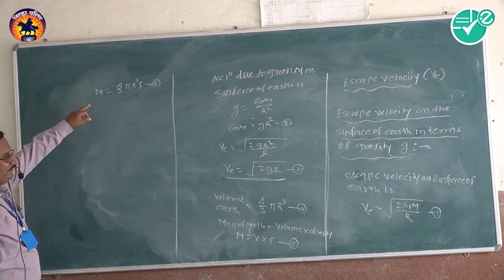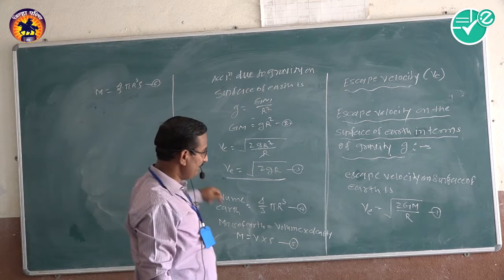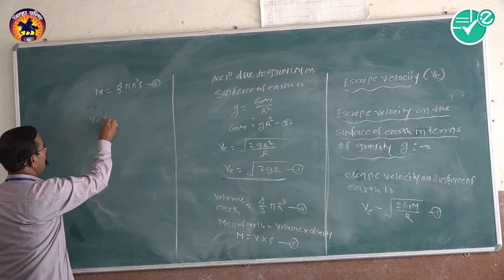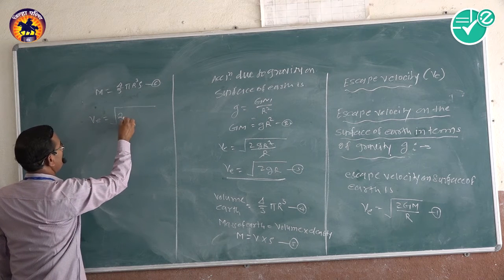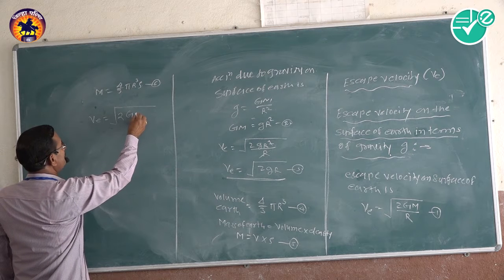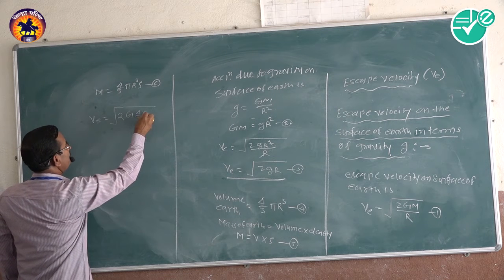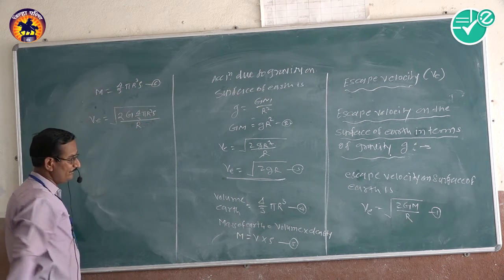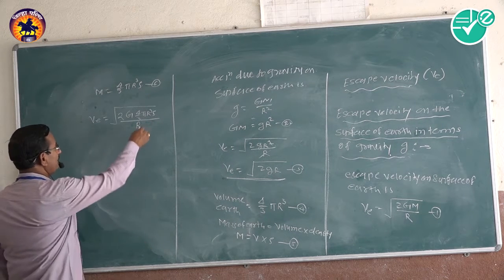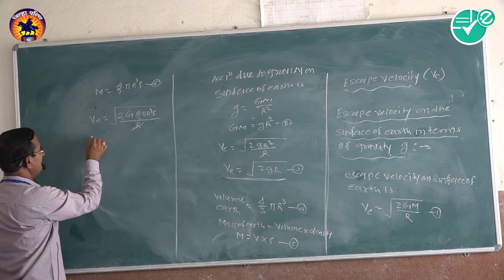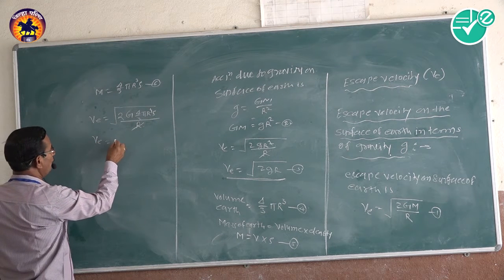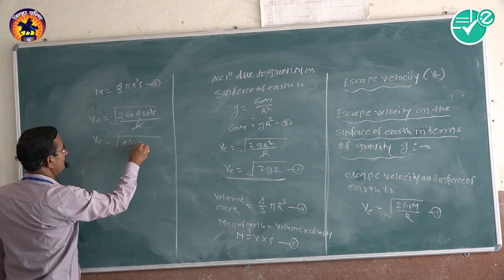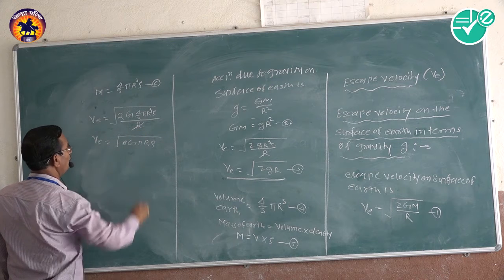Then putting the value of equation 6 in the equation of Ve, that is Ve is equal to under root, that is twice capital G, the value of M is 4 by 3 pi r cube rho divided by R. Where R gets cancelled and the remaining thing is, that is Ve is equal to under root, that is 8 G pi R square rho.